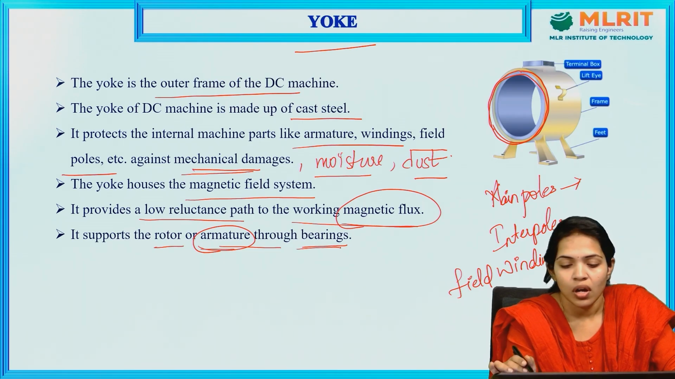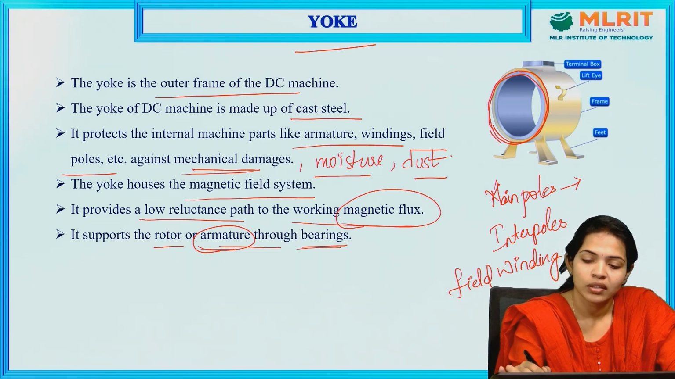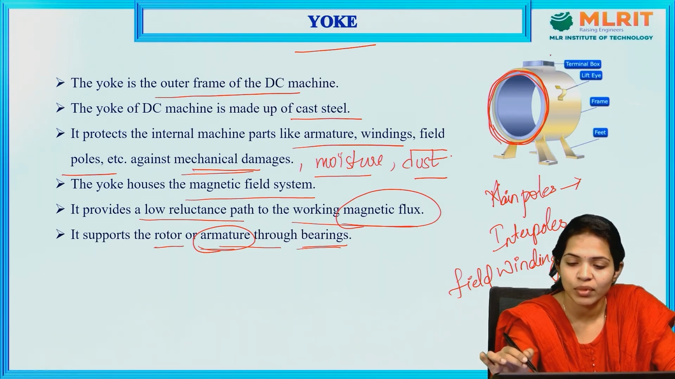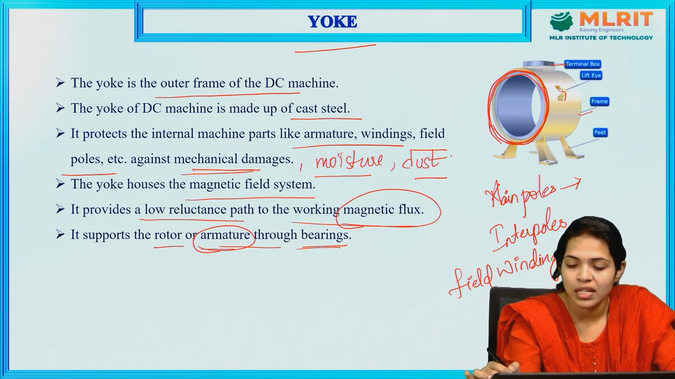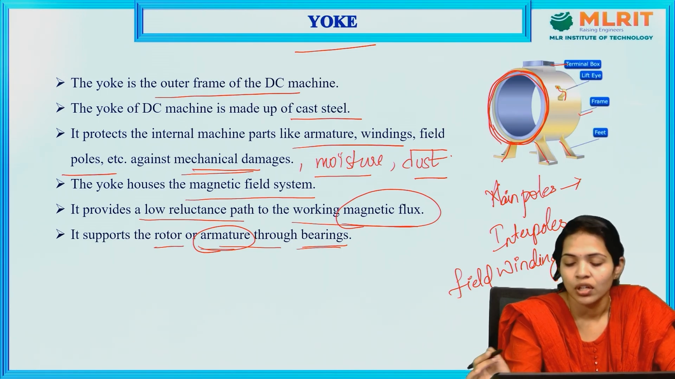So this is the yoke. You can see a terminal box here. This is a handle to lift the yoke. This is the outer frame, and these are the legs which support the yoke of the DC machine.